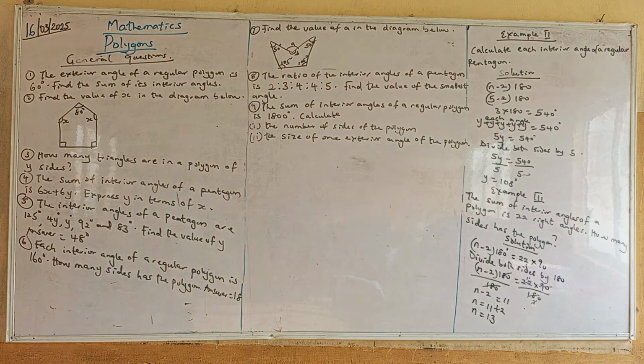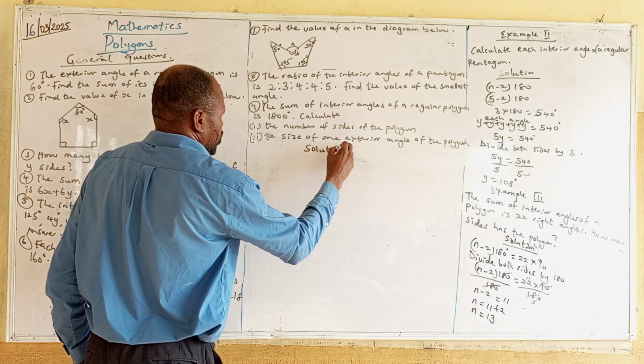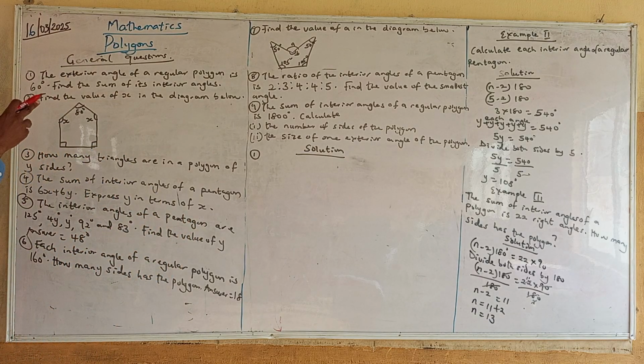Okay, let's quickly solve this one. Okay, solution. Now, the first one says the exterior angle of a regular polygon is 60 degrees. Find the sum of the interior angle.